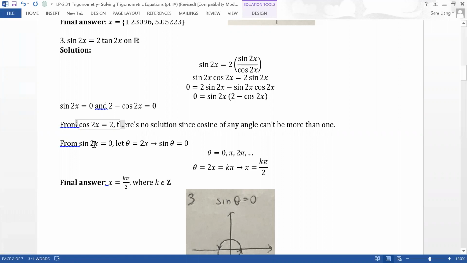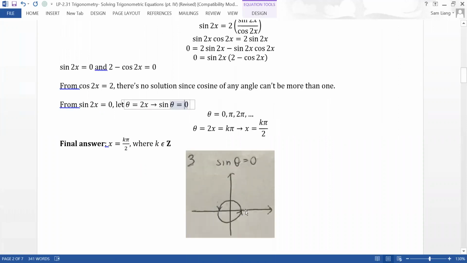From the other one, sine 2x is 0. I use u substitution, so I let theta equal 2x. From there, you can write sine theta is 0. And then at that point, you realize that the possible angles, as from this diagram here, are 0, pi, 2 pi, right? All those angles would make sine 0. So 0, pi, 2 pi. That can be summarized as k pi, right? Where k is an integer, right?